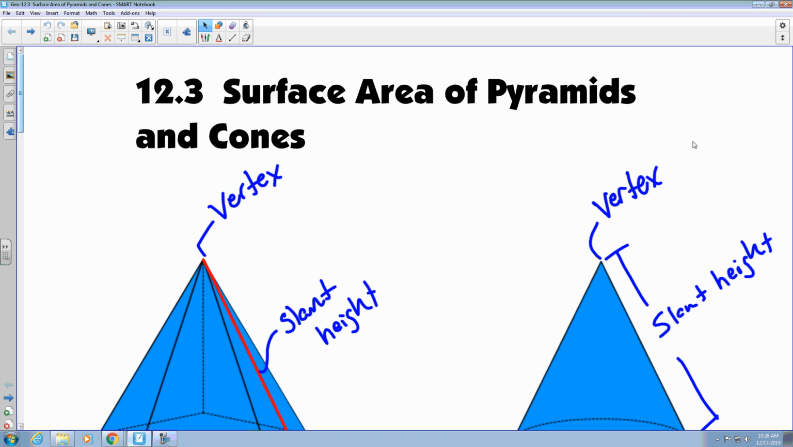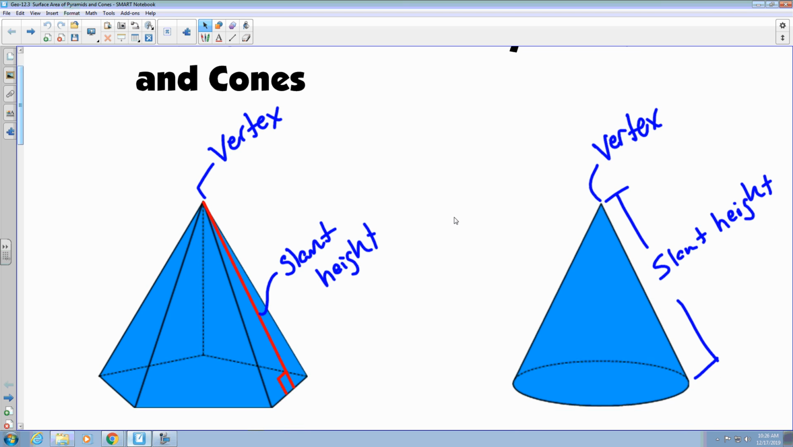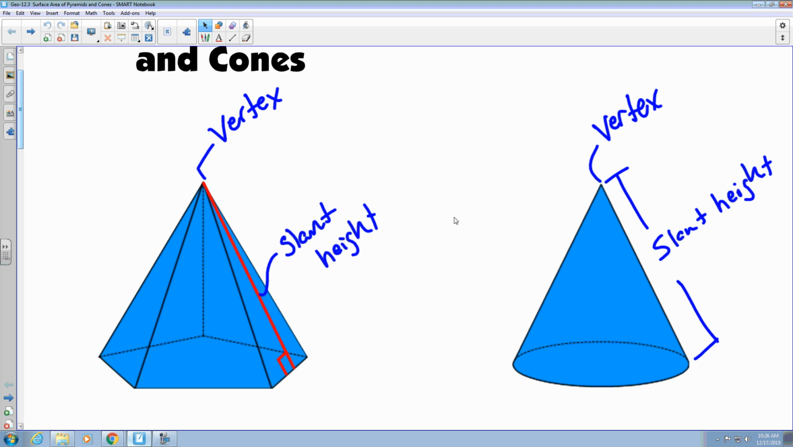All right, we're in section 12.3 where we're going to look at surface area of pyramids and cones. So what we have here on each side of the screen. On the left-hand side is an example of a pyramid. A pyramid has a base that is a polygon, and then it has a series of triangles that meet at a vertex.